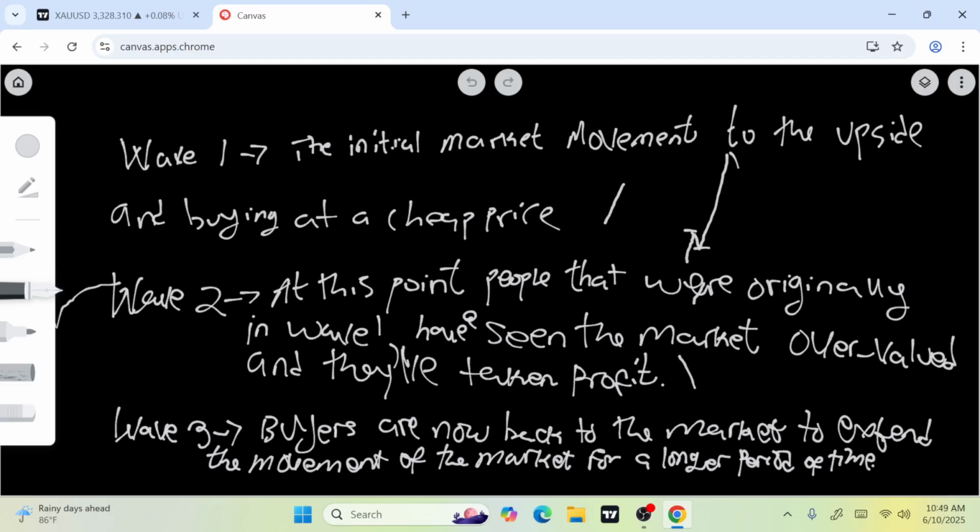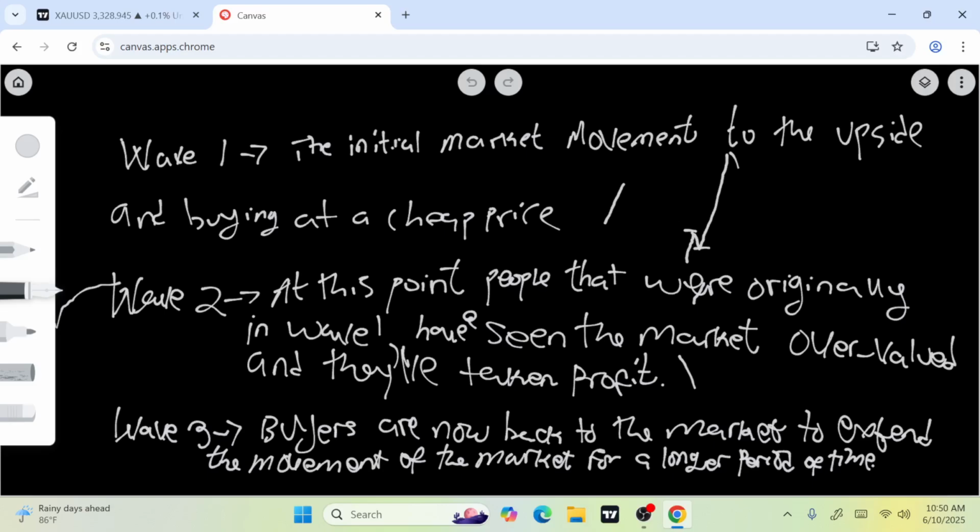Now I said wave one is the initial market movement to the upside, that is in an uptrend scenario. That means investors want to buy the market at a cheap price. Wave two is telling you that the original wave one has been seen as overvalued. They want to take their profit, and once you take your profit at the end of wave one, there will be a retracement. The market will start correcting, but it must not go below the starting point of your wave one.